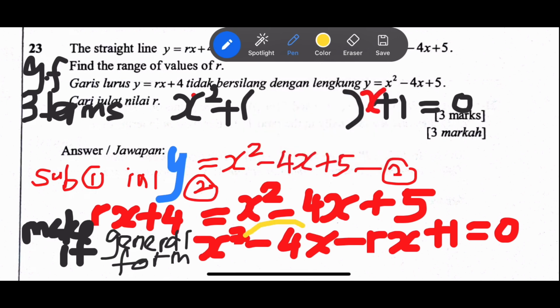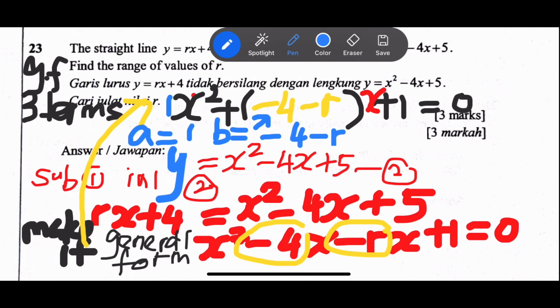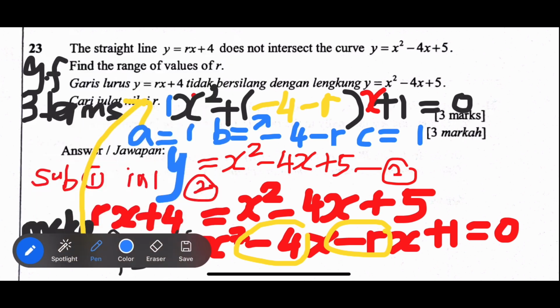x squared for sure you just copy down, and the 1 you copy down, and for the middle one you prepare the bracket first. Now you just plug in the balance that you didn't write. So it's minus 4 minus r. That is the so-called general form. Understand? The moment you want to write the general form, you always prepare 3 terms first, then put the balance inside the bracket with the sign. And always make it x squared plus. So now your a is 1, your b is negative 4 minus r, and the c is 1. So your a, b, c are correct already.